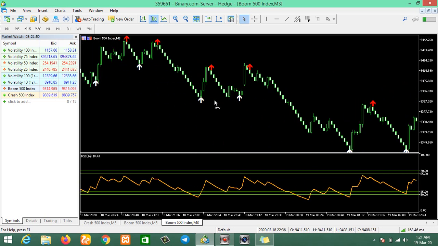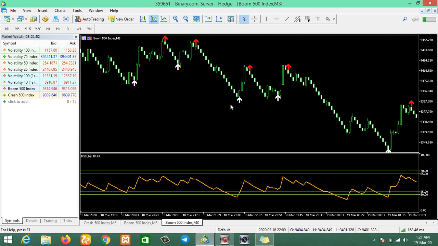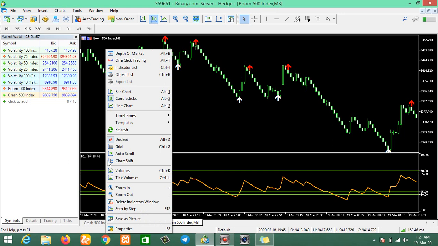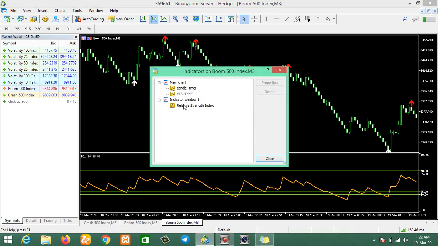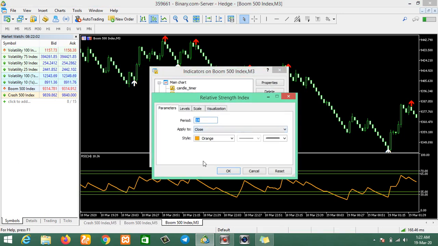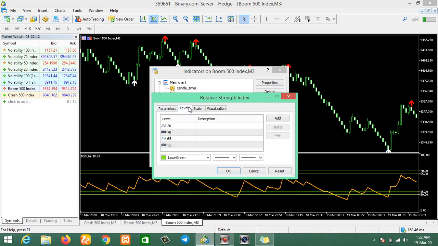Okay, let's check the parameters of our RSI. So in the indicator list, let's click on relative strength index. Okay, so you can see the parameters. The period is 14, apply to close, the style is orange, and all of that. You can see the levels. These are important as well. The levels are 30, 70, 65, 35. So 70 being the highest and 30 being the lowest. So we have that 65 and 35 in the middle.